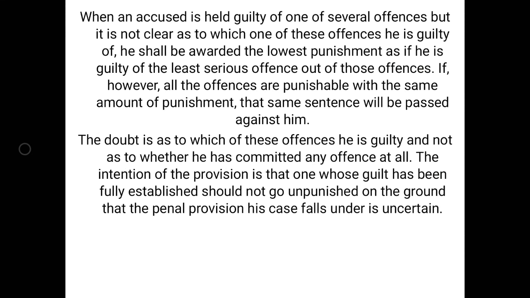When an accused is held guilty of one of several offences, but it is not clear which one of these offences he is guilty of, he shall be awarded the lowest punishment, as if he is guilty of the least serious offence out of those. If, however, all the offences are punishable with the same amount of punishment, the same sentence will be passed against him. The doubt is as to which of these offences he is guilty, and not as to whether he has committed an offence at all. The intention of the provision is that one whose guilt has been fully established should not go unpunished on the ground that the penal provision in his case falls under uncertainty.